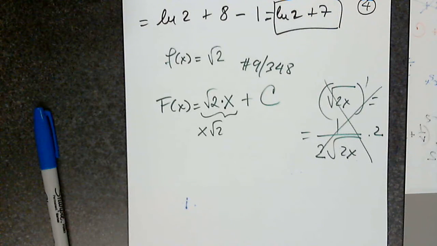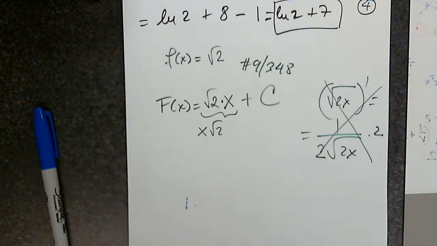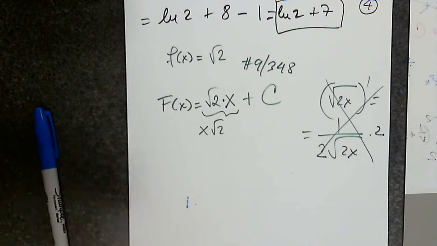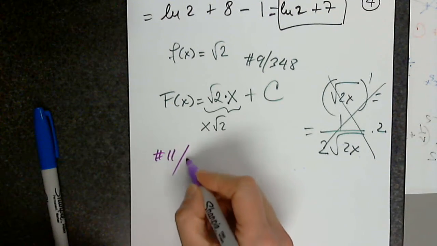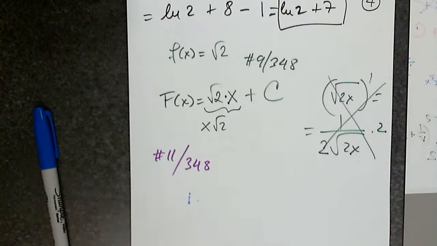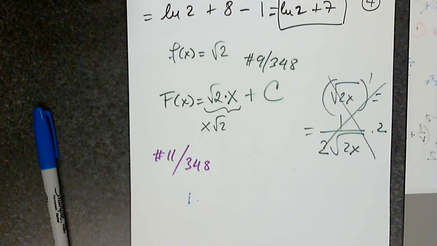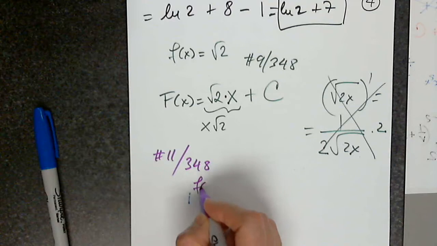Okay, can I start the review now or do you have something else for me? I have one more. Please. Number 11 on page 348. Okay. So you said number 11, 348. 348, number 11.